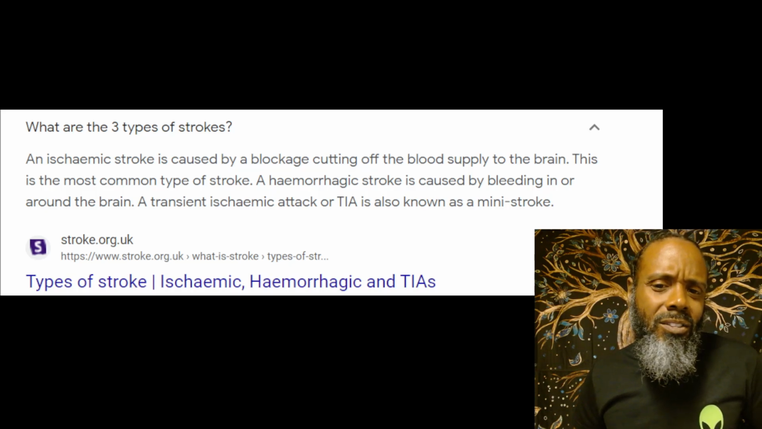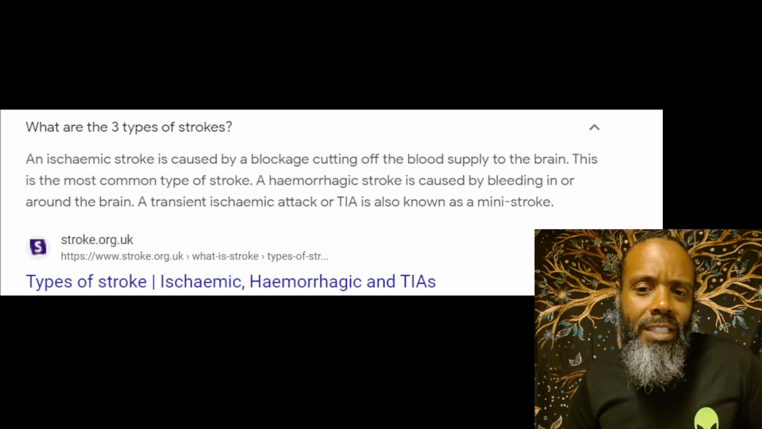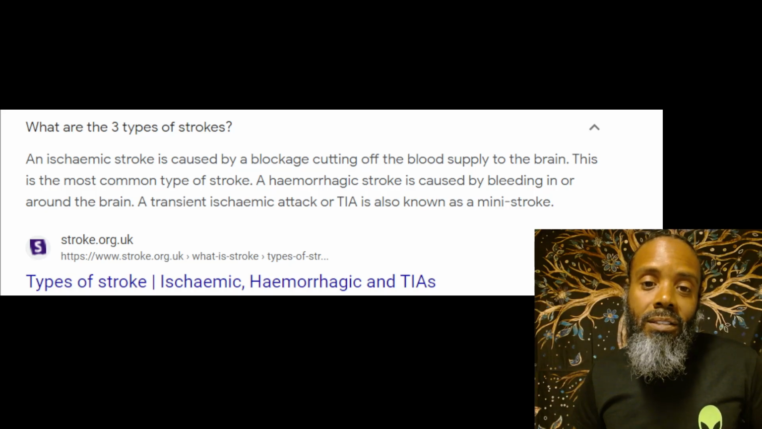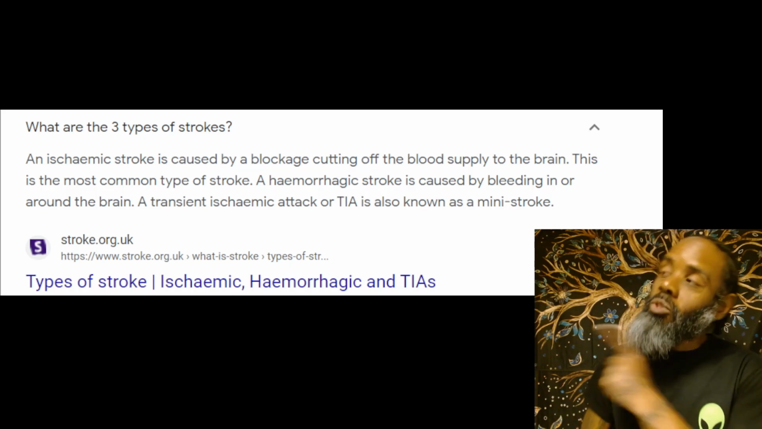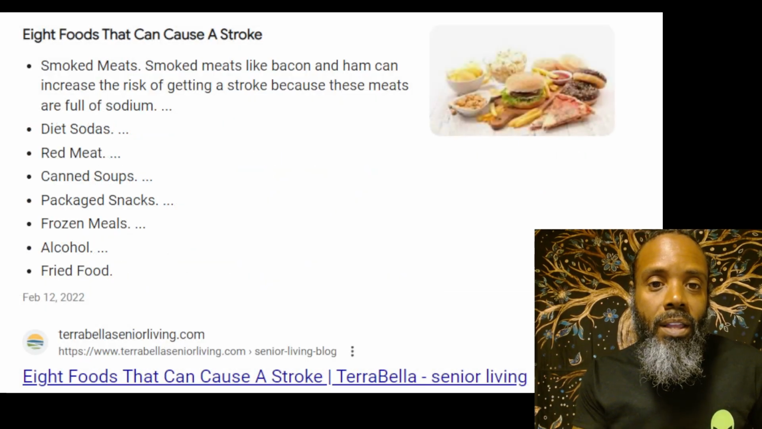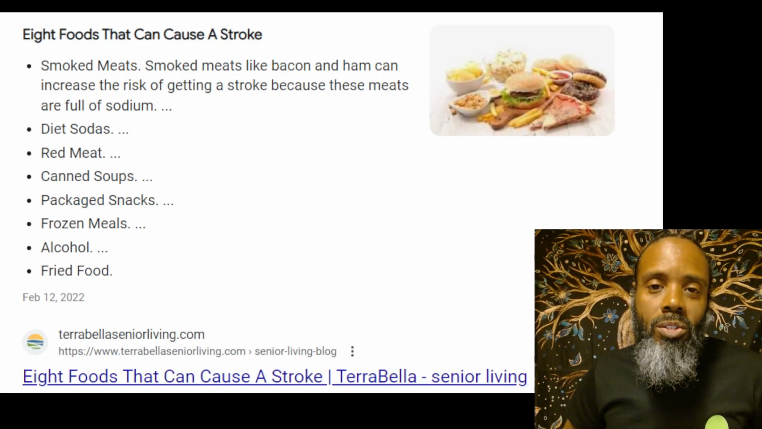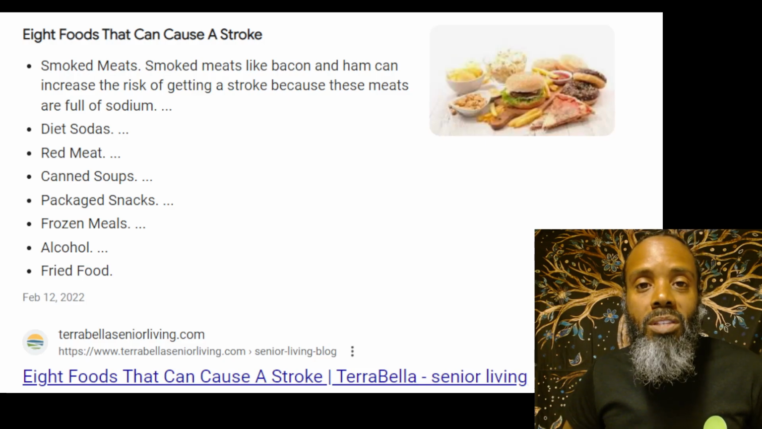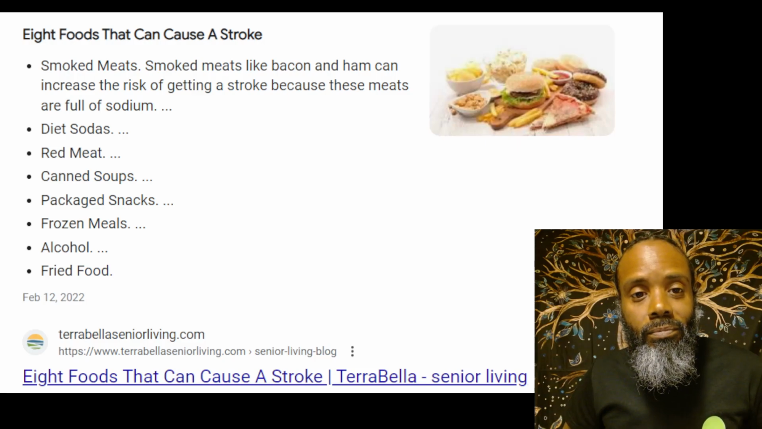A hemorrhagic stroke is caused by bleeding in or around the brain, and a transient ischemic attack, or TIA, is also known as a mini stroke. So those are your three types of strokes right there. Eight foods that can cause a stroke: smoked meats. Smoked meats like bacon and ham can increase the risk of getting a stroke because these meats are full of sodium. Diet sodas, red meat.